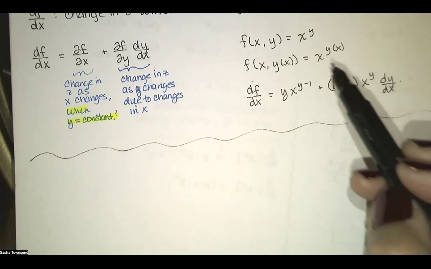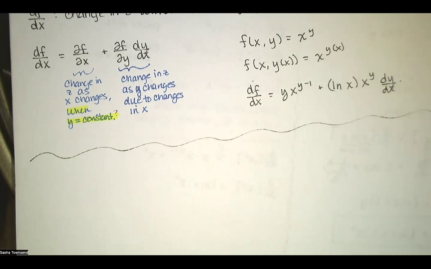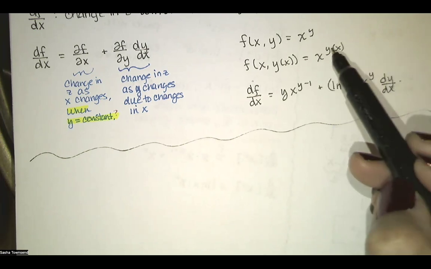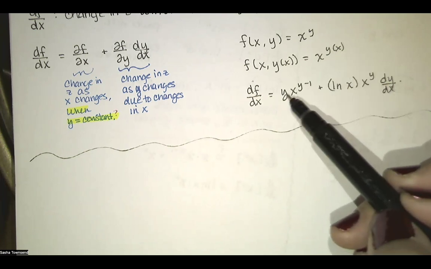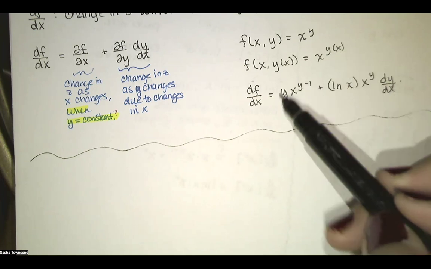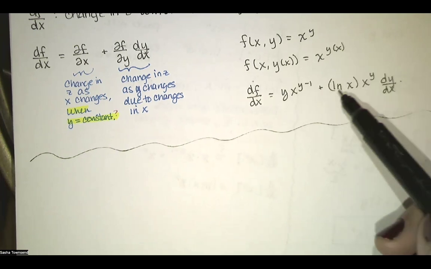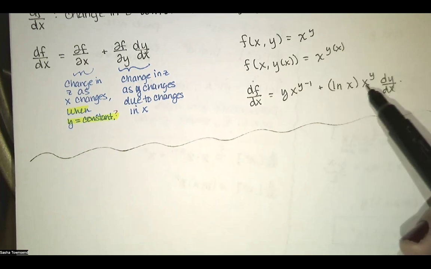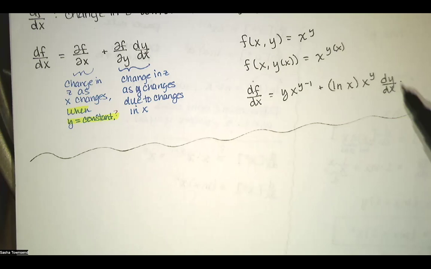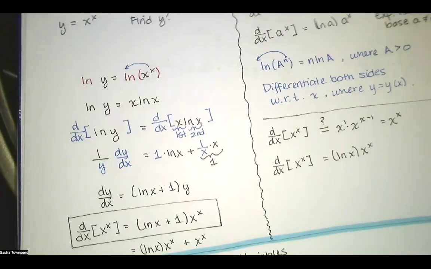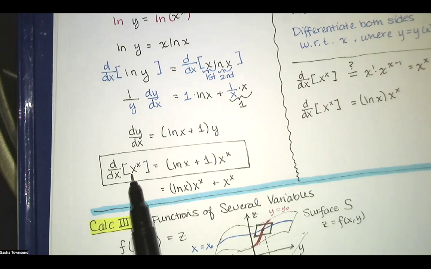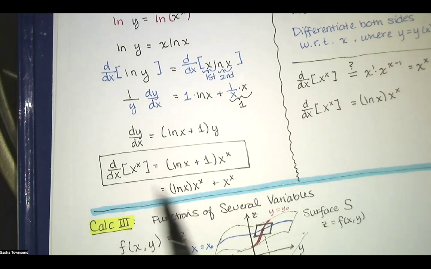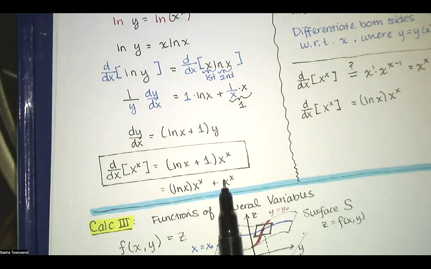If we talk about having a function x to the x here, instead of a y of x, if I just had x raised to the x, this would be x times x to the x minus 1, which would simplify to x to the x. And then we have natural log of x times x to the x times the derivative of x with respect to x, which would just be a 1. So that's what we would get if y of x happened to be the identity function x. Then we'd get the derivative of x to the x with respect to x is this.